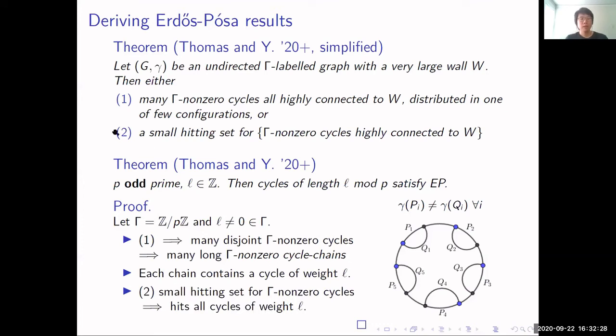Otherwise, there's a small hitting set. So in the second outcome of this structure theorem, there's a small hitting set for the non-zero cycles highly connected to W. But because we're assuming that L is not 0, there's a small hitting set for all non-zero cycles, and in particular, it hits all the cycles of weight L. So that's easy. It's essentially the exact same proof as before, except we just have to go through the configurations and show how to build this kind of structure. It's not difficult, it's just routine, so I won't go through the details.